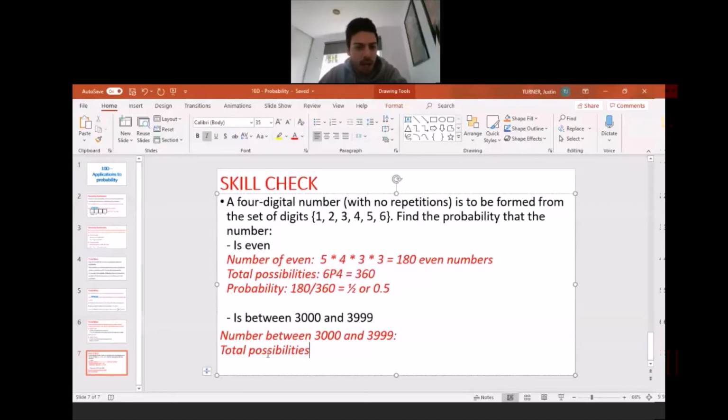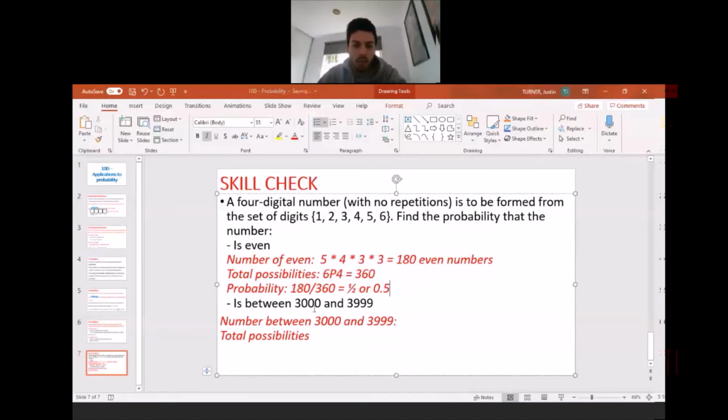Now let's think about the probability that the number is between 3,000 and 3,999. Again we have 4 digits, but this time the restriction is on the first digit. If it's somewhere between 3,000 and 3,999, the first number has to be a 3. There's nothing else it can be. If it's a 2, it's less than 3,000, and if it's a 4, it's more than 3,999. So there's one option for that first digit.